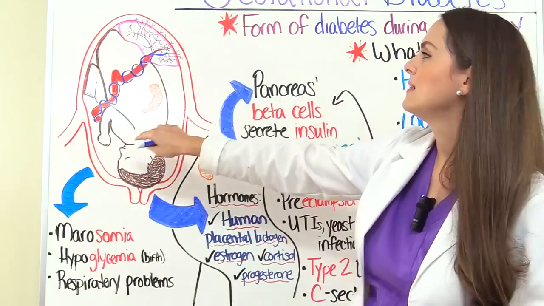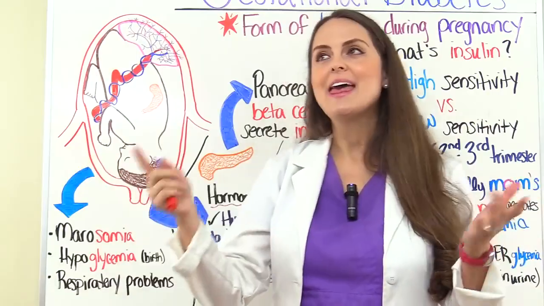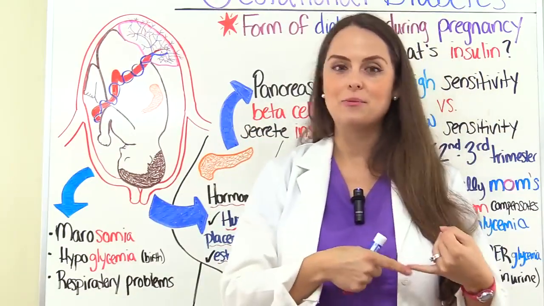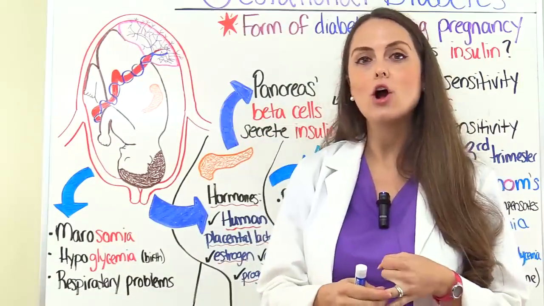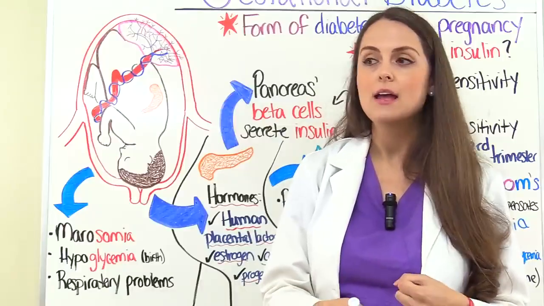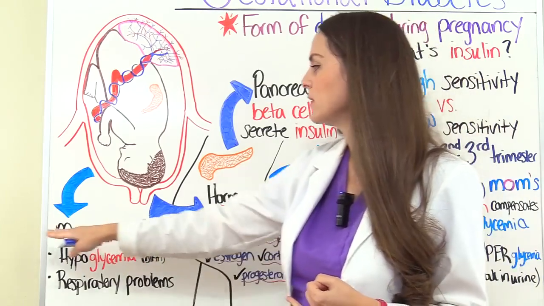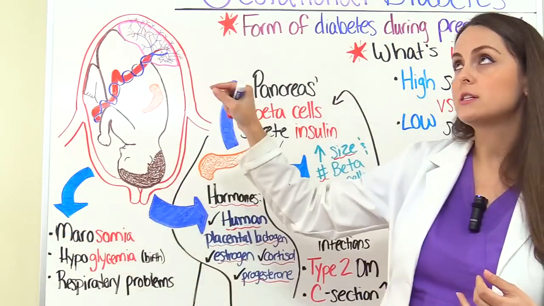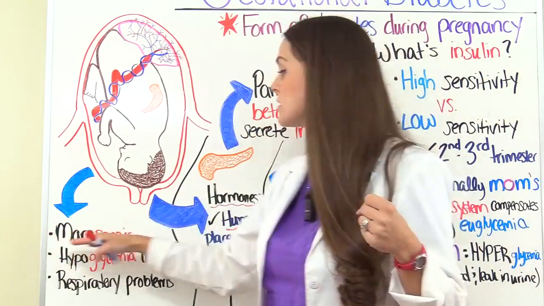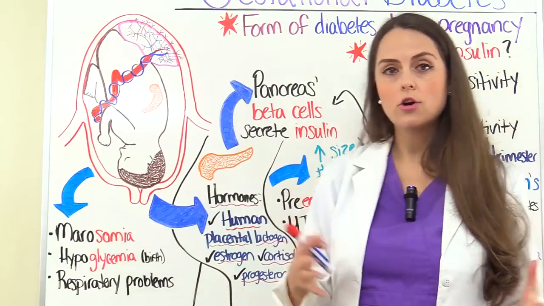So baby is getting all this extra glucose. So they make more insulin to deal with this glucose, but they're also going to increase in their size because they're going to start putting on more fat. And that can cause problems. We call a large baby for their gestational age macrosomia. So the baby is larger.